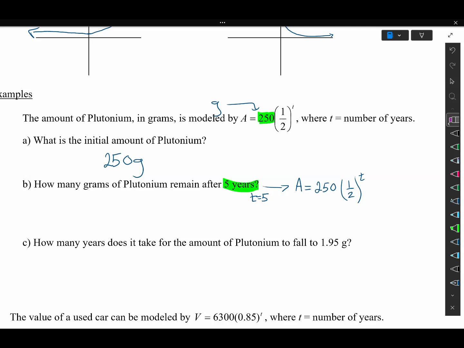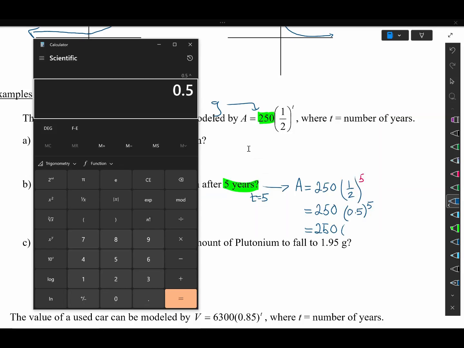Where instead of writing a T up in this exponent, we're working with 5 because T equals 5 in this case. Nice and easy. We continue. We follow our BEDMAS. 250 times 1 over 2 to the exponent 5. I could do that right into my calculator. 1 over 2, oh, that's 0.5 to the exponent 5 right here. And I can throw then my power into my calculator as well. 0.5, let's see. And I'm working with 0.03125.